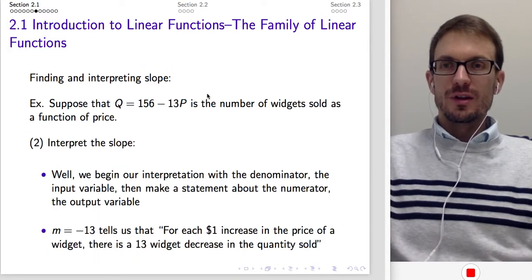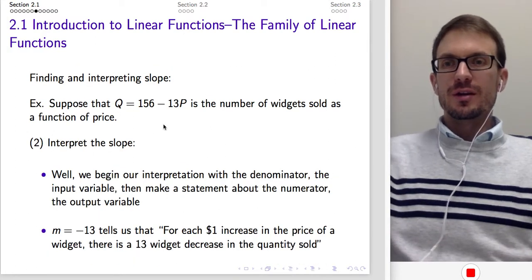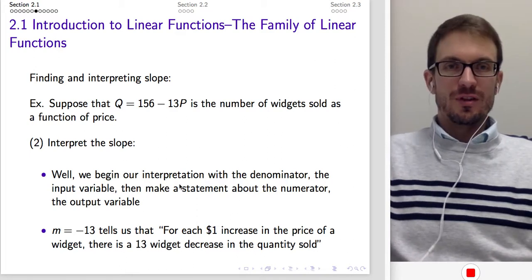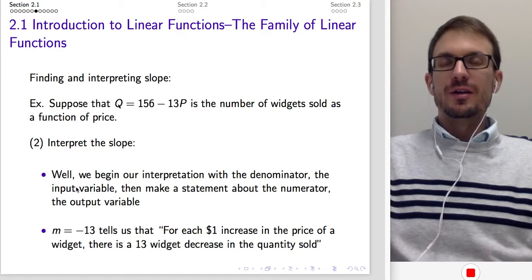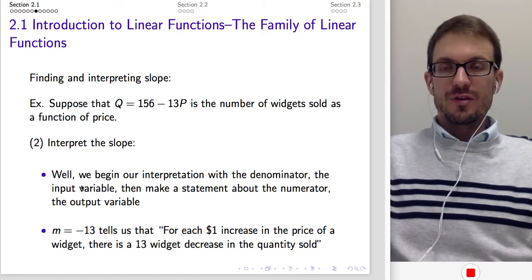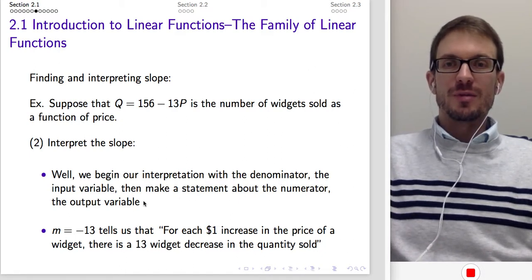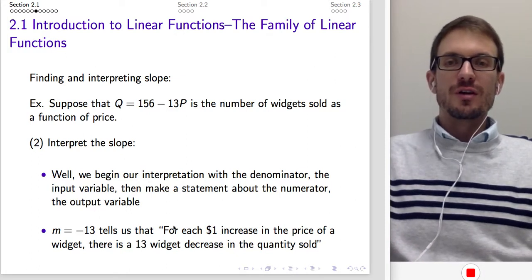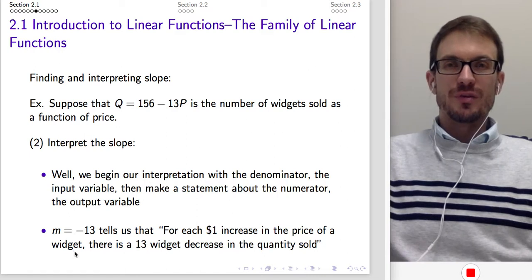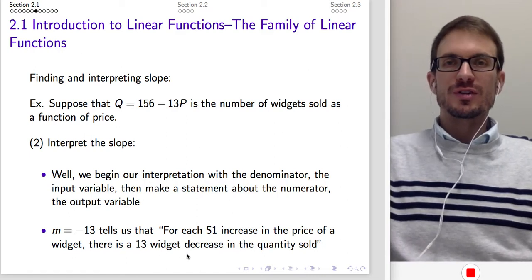All right, so we can interpret our slope. I said this a little bit a second ago, but basically we begin our interpretation with the denominator. That's our input variable, and then we make a statement about the numerator. That's our output variable. So we say m equals minus 13 says for each $1 increase in the price of a widget, there's a 13 widget decrease in the quantity sold.